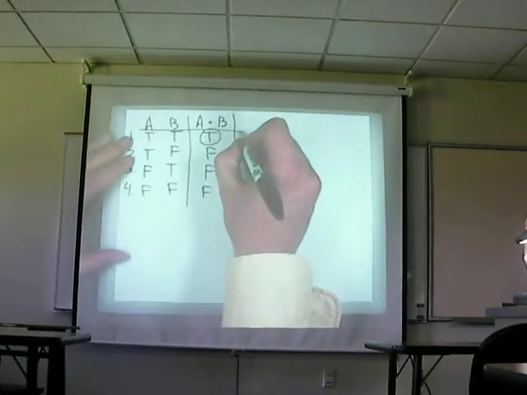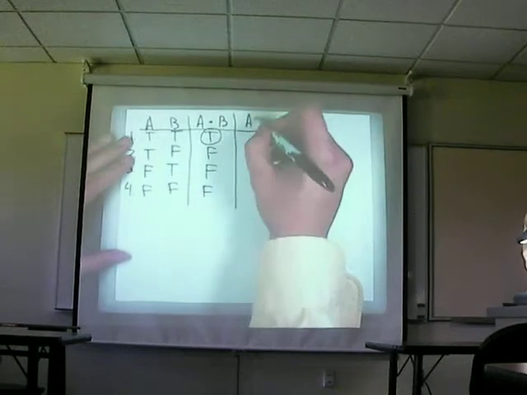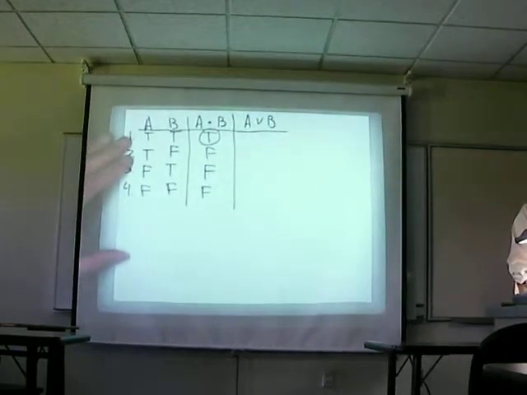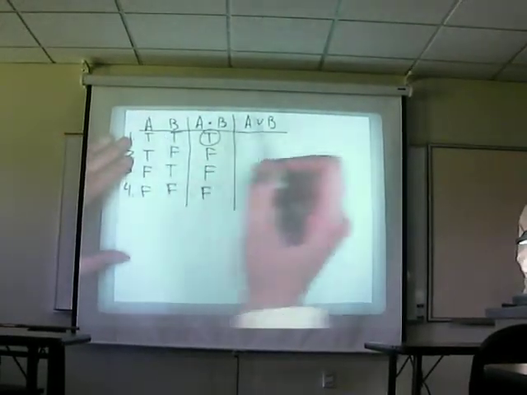Let's now extend this to examine the wedge. What if we're dealing with a statement like A or B? So again, we'll go line by line here, and I'll try to do this fairly quickly. What if we have T or T?